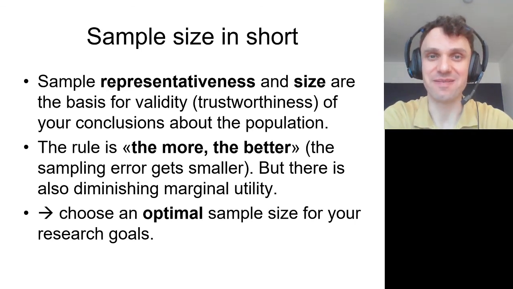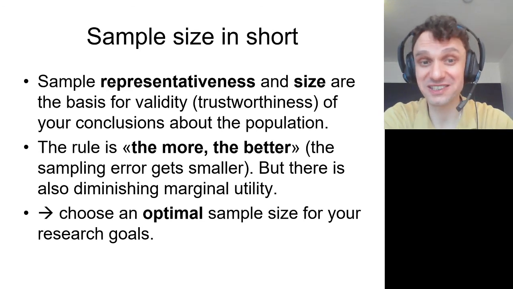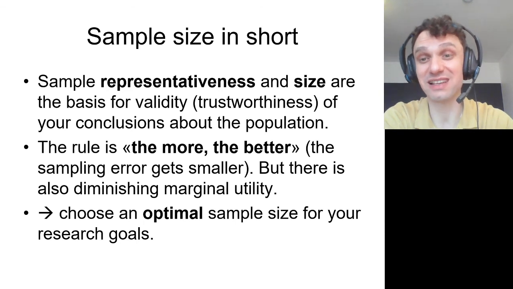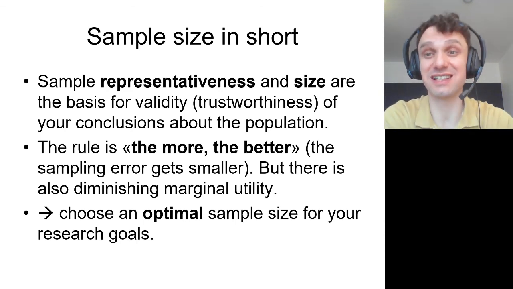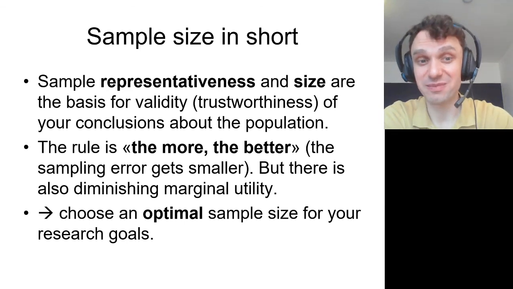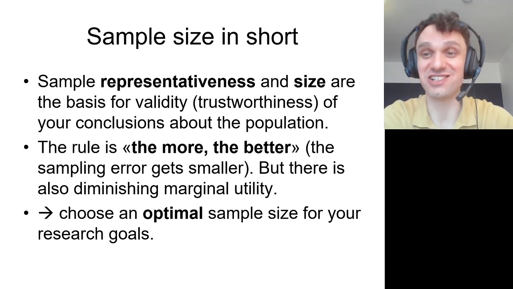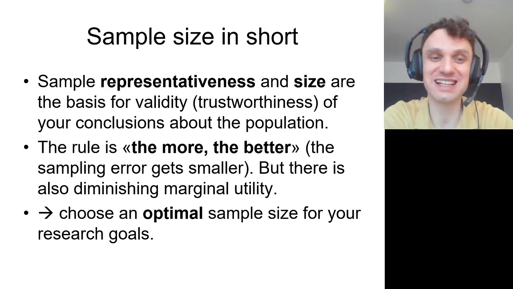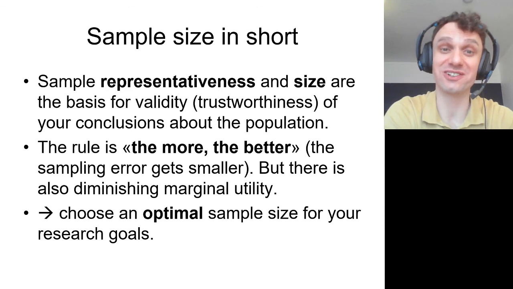So if we summarize in short our discussion of sample size, the more the better, because there is the law of large numbers. The larger your sample, the closer your sample estimates are to the true estimates in the general population. But also, there is diminishing marginal utility of each additional unit, of each additional observation. So our sample size needs to be optimal for our research goals.